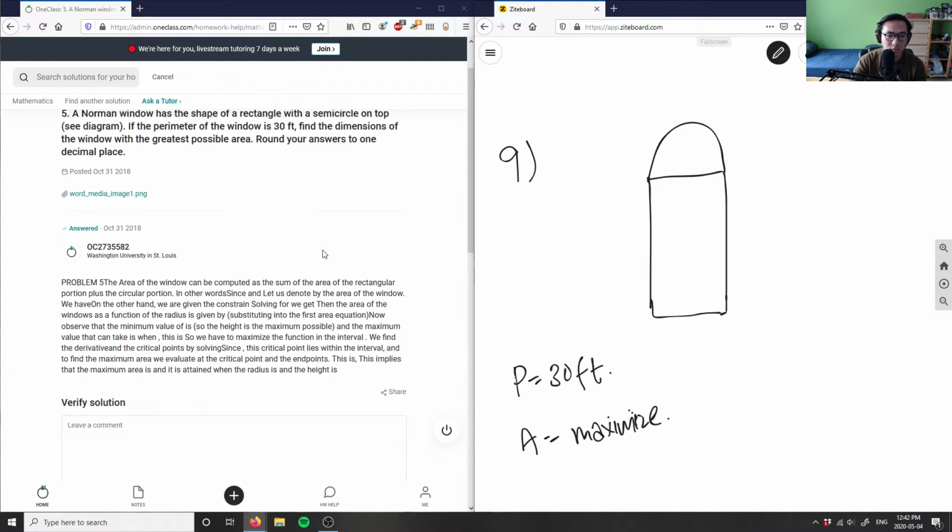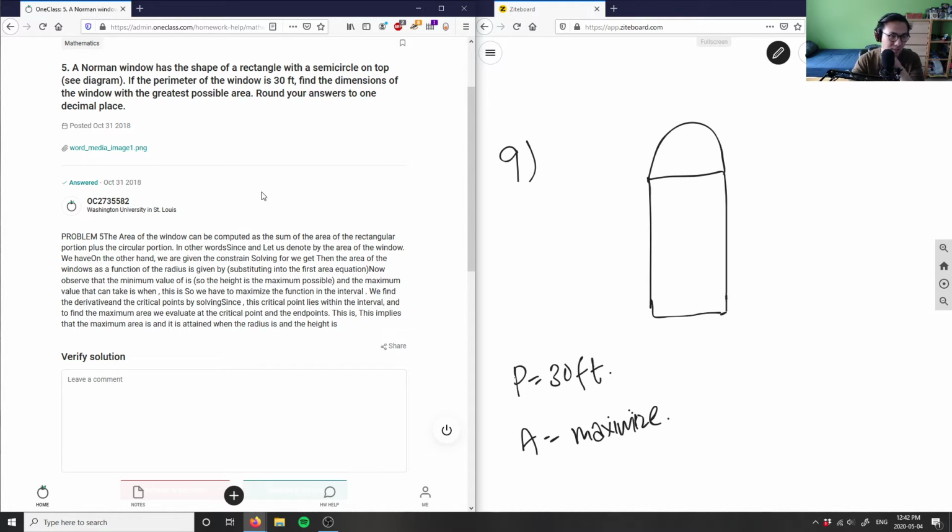As you can see, the solution here is not very good. Again, it just tells us what to do. It doesn't actually give us a solution, so let me just read this for you as well. It says the area of the window can be computed as the sum of the area of the rectangular portion plus the area of the circular portion. So this here is correct, right?